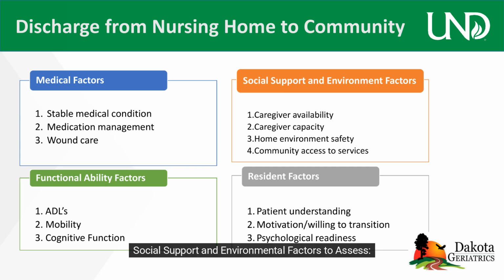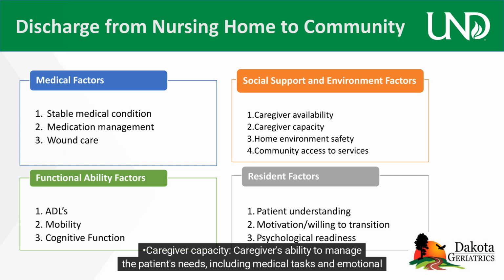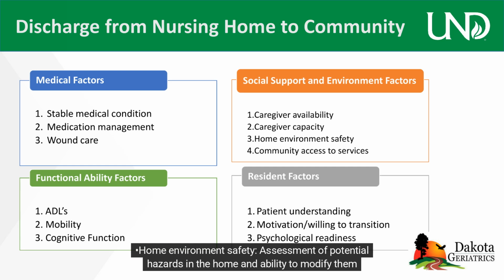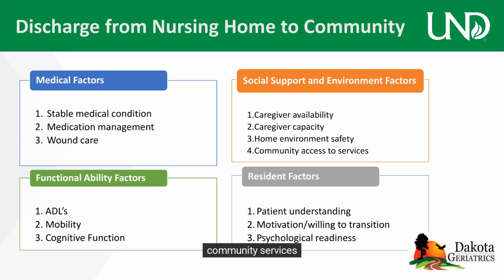Social support and environmental factors to assess: caregiver availability, presence of a reliable caregiver at home to provide necessary support. Caregiver capacity: caregiver's ability to manage the patient's needs, including medical tasks and emotional support. Home environment safety: assessment of potential hazards in the home and ability to modify them. Community access to services: availability of transportation, home health care, meal delivery, and other necessary community services.